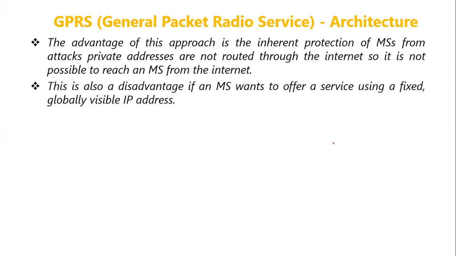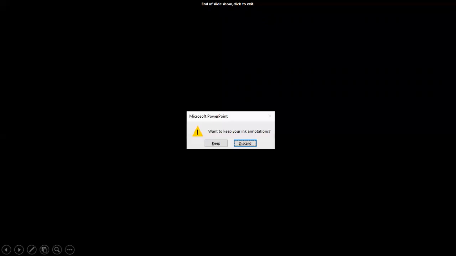If a mobile station wants to provide a service, for example, if you want to host anything using your mobile phone, that is not possible because your IP address is hidden. So this is a difficulty with IPv4 and NAT. But in IPv6, it is something in a different way.